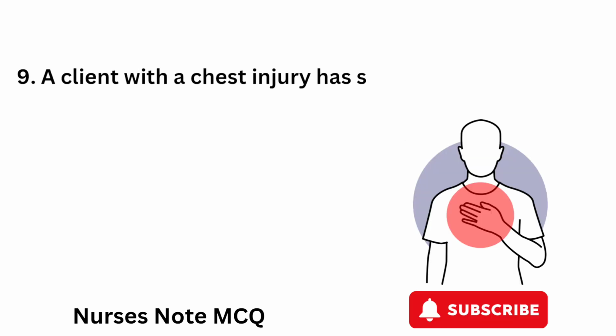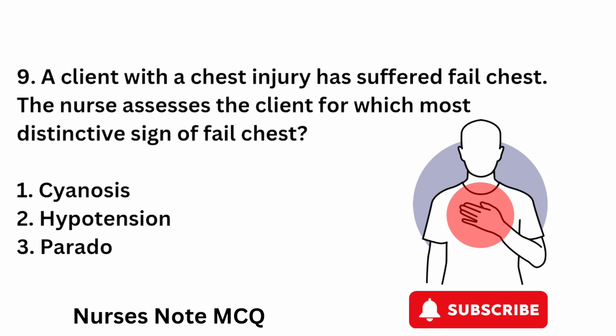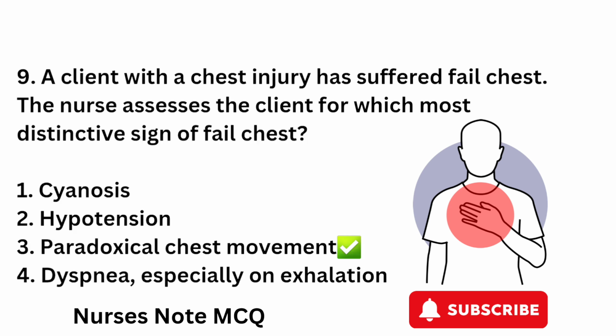A client with a chest injury has suffered flail chest. The nurse assesses the client for which most distinctive sign of flail chest? 1. Cyanosis. 2. Hypotension. 3. Paradoxical chest movement. 4. Dyspnea, especially on exhalation.